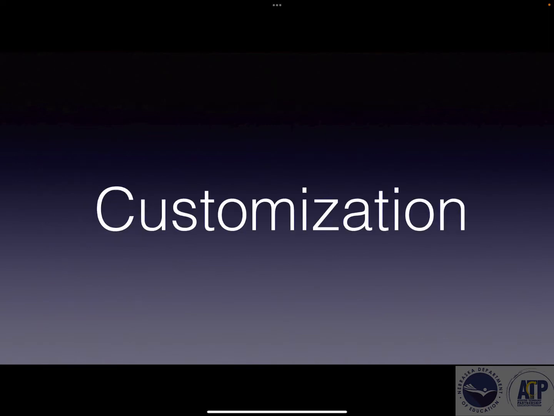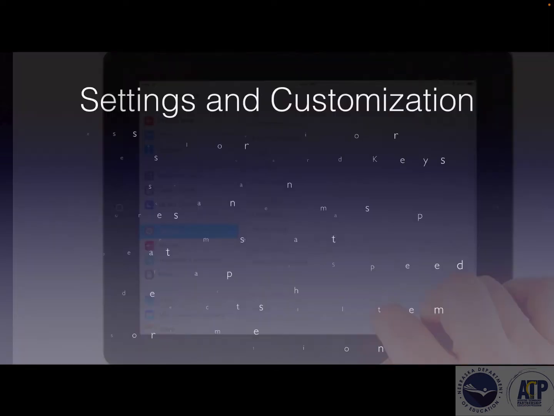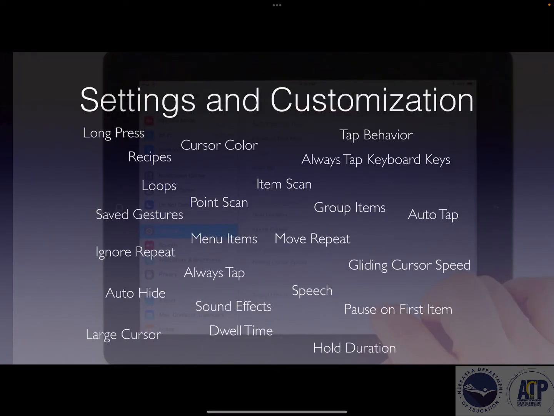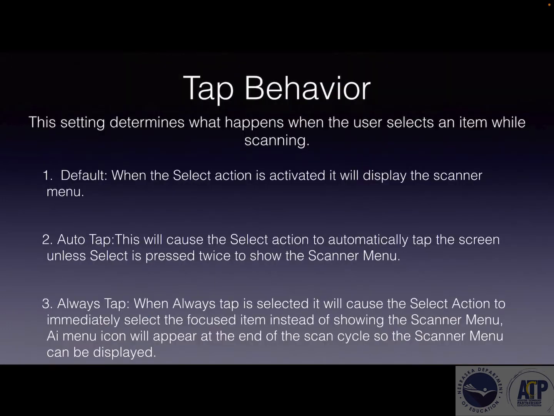So there's a lot of customization that now can be done on an iPad, and there are just a whole series of customizations and personalizations that can be done. How you scan items, how you tap on items, how you can change cursor speed, how fine you want the cursor to get, you can change the color of your cursor. There's recipes and loops. So there's a lot of different customizations that you can do depending on the user and depending on the needs of that user.